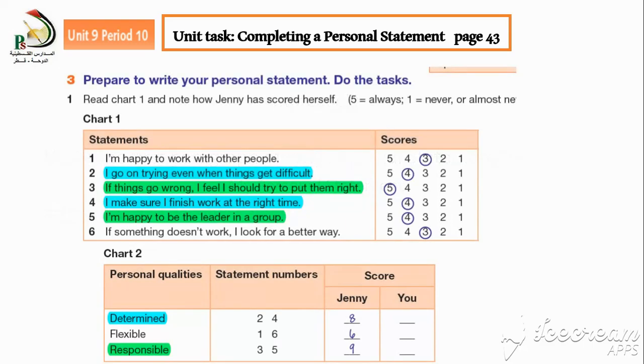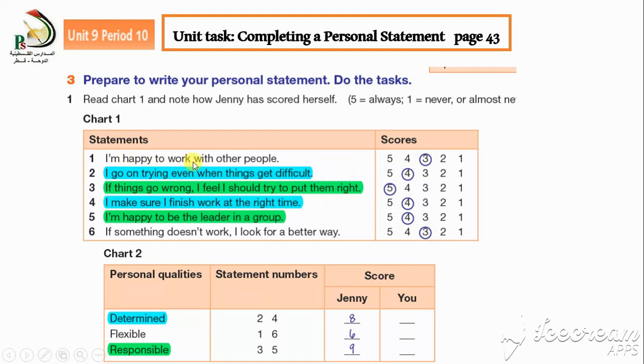The activity number 3 states that after writing the first paragraph of your personal statement, you are supposed to read activity number 3. Prepare to write your personal statement. Do the tasks: read chart 1 and note down how Jenny has scored herself, 5 always, 1 never, or almost never. Here there are 6 statements and she scored herself on each.